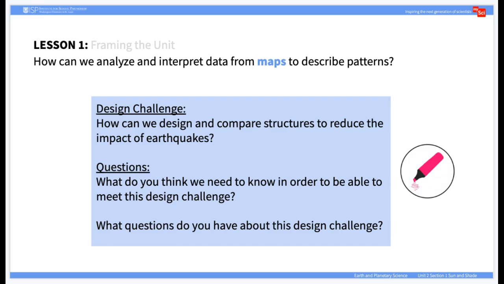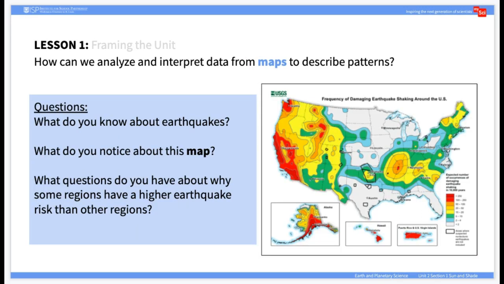Start by framing the unit for the students. Tell students, this unit is all about how Earth is a dynamic system that is constantly changing over time because of weathering and erosion and plate motion. These processes have an effect on humans. Introduce them to the design challenge and ask them questions to get them thinking about how they can achieve this design challenge. You will also want to frame the unit for the students by introducing them to the unit phenomena.